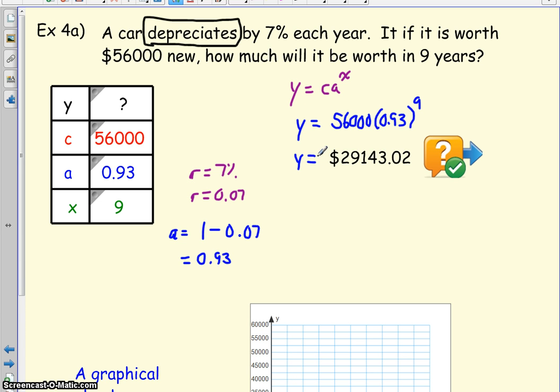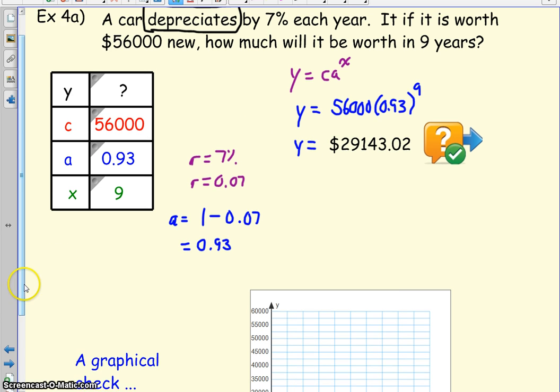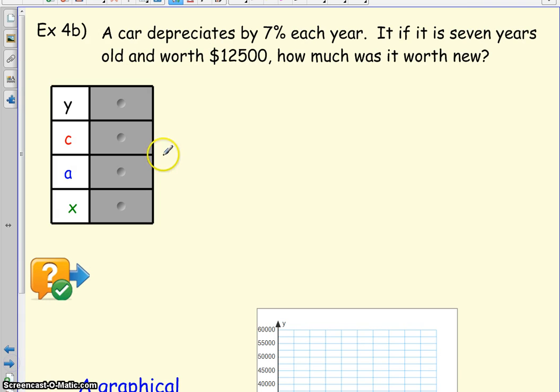So the next one over here, I would like you to try on your own. It's the same idea. A car is going to depreciate by 7% each year, and it's 7 years old. We know how much it's worth now. We want to know how much it's worth new. So give this one a try on your own first, and push play and we're going to go through the answers together.